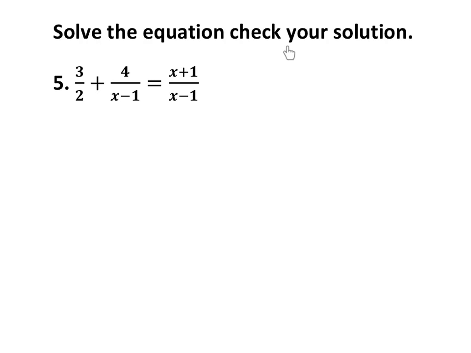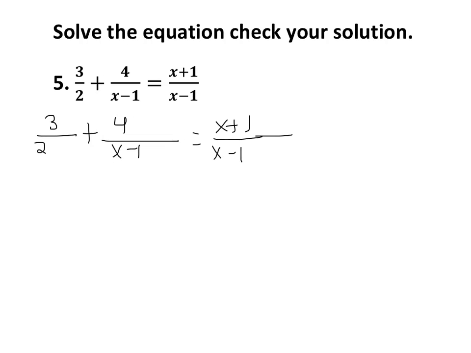Again, solve the equation, check your solution. 3 over 2 plus, so see, we still have more than 1, so now we got to get the common denominator again. So we set it up to be able to add denominators. What's the first missing from the second? X minus 1, X minus 1. Is it missing anything else from the third? Nope. This one's missing the 2 and the 2. Same thing here, 2 and the 2.